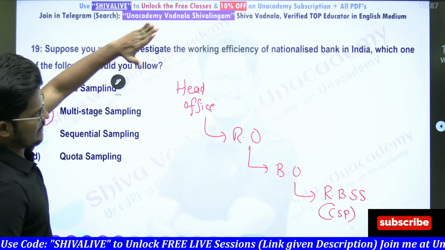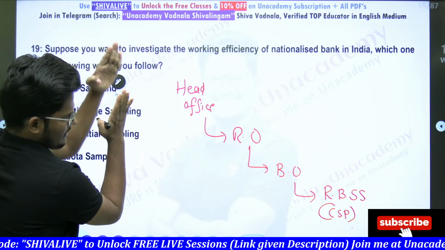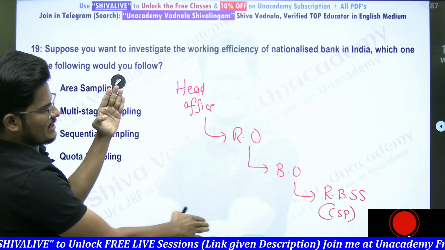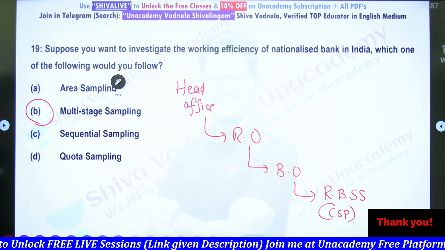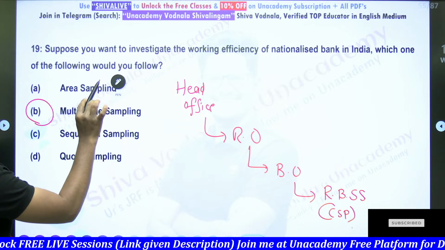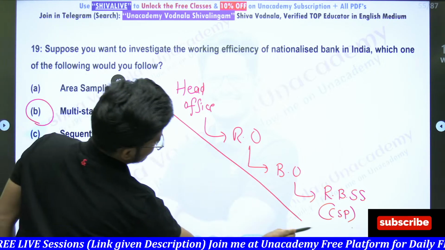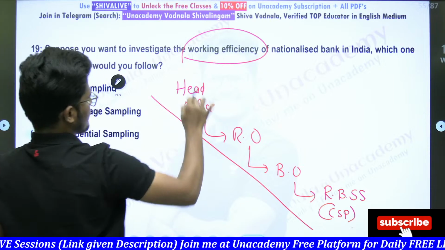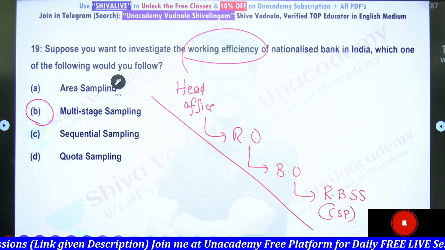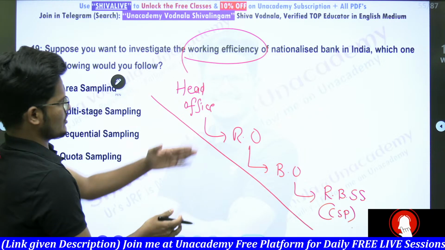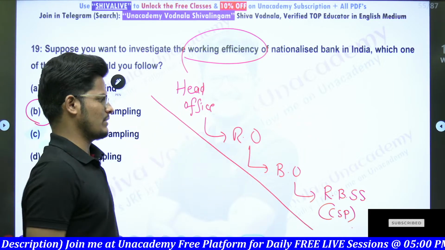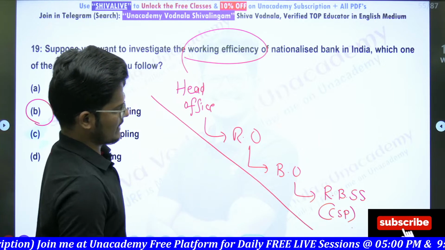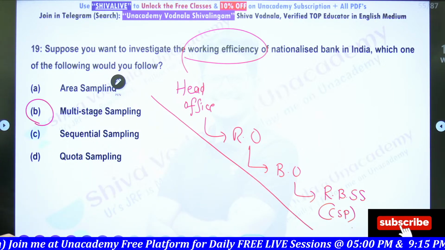So when we are doing a sample also, we need to study this much bigger population in a very narrow approach manner or a broader approach manner. In such a case, how well all this hierarchy is working comes under the working efficiency of an entire bank, which will create a multi-stage, because till here I will do one sampling and till the lower level I will do another sampling, which is a step-by-step process of picking up a sample.